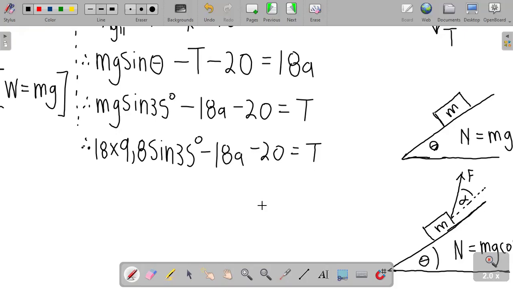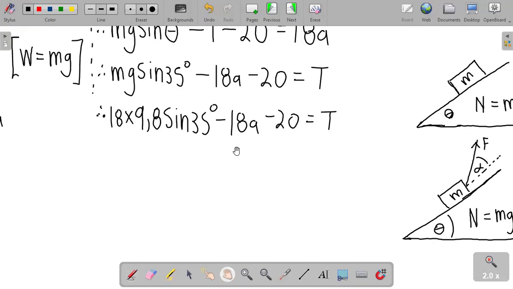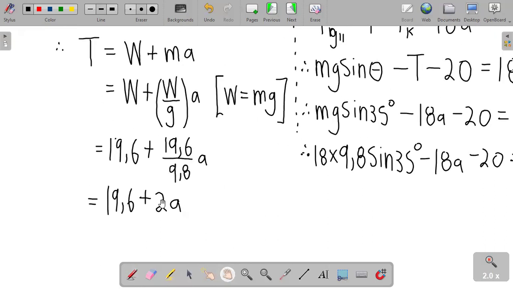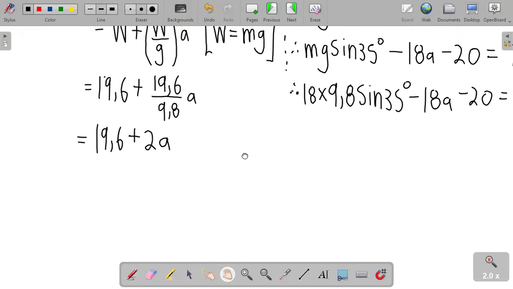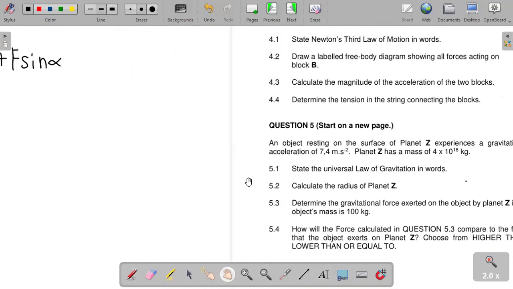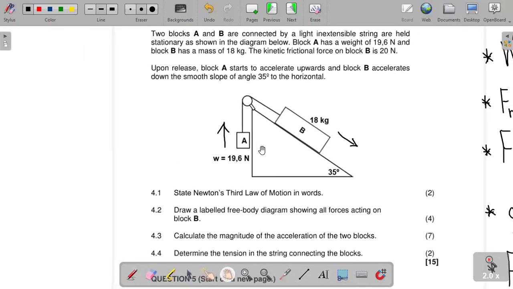So now what we have here is that T is the subject for B and T is also the subject for block A. So the two objects have the same tension because the two objects are attached by the same string. So the tension in both, the tension is the same. Okay, so we can equate the tension for A and for B.